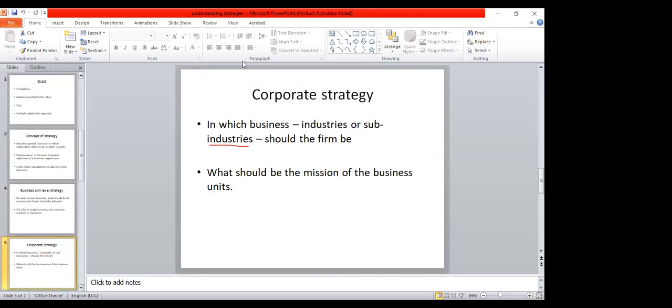Now, here we're talking about corporate strategy. Corporate strategy asks in which business industries or sub-industries the firm should be. Now, what is the meaning of this line? Say, for example, if you name Tata, Tata Group is one of the groups where they have several industries under Tata. Can you give examples of Tata industries? What are the different companies they have under the Tata brand?